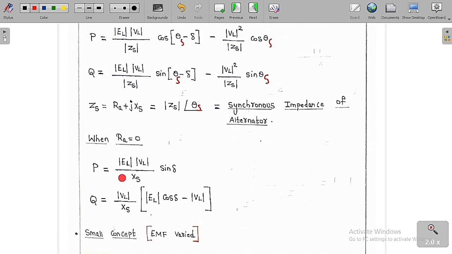So if RA is equal to 0, the input power is equal to the output power, and this is the output reactive power. If you want the input reactive power, which is very simple, it is mod of EL square by mod of XS minus mod of VL into mod of EL by mod of XS into cos delta. These things I have already told you in the previous class. This is the output active power, this is the output reactive power. Whenever RA is equal to 0, input active power is equal to output active power, and the input reactive power is equal to mod of EL whole square by mod of XS minus mod of EL into mod of EL by mod of XS into cos delta. Therefore, this is the active power and the reactive power sent to the infinite bus bar.